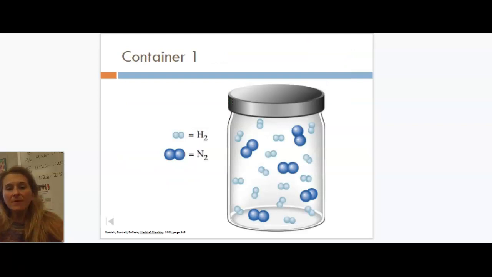Here's a more chemical representation. Here we have hydrogen and nitrogen put into a sealed container. And if we add up the hydrogens, we count 1, 2, 3, 4, 5, 6, 7, 8, 9, 10, 11, 12, 13, 14, 15. I count 15 hydrogens, and we have 5 nitrogens.